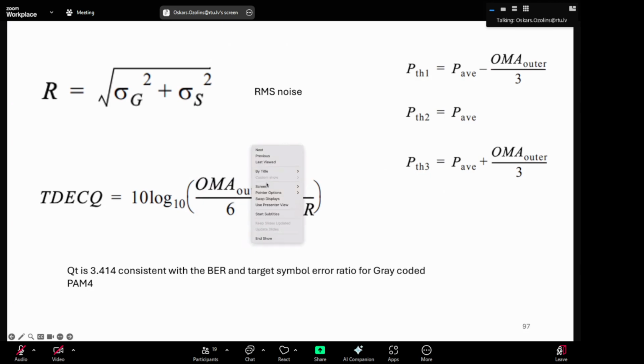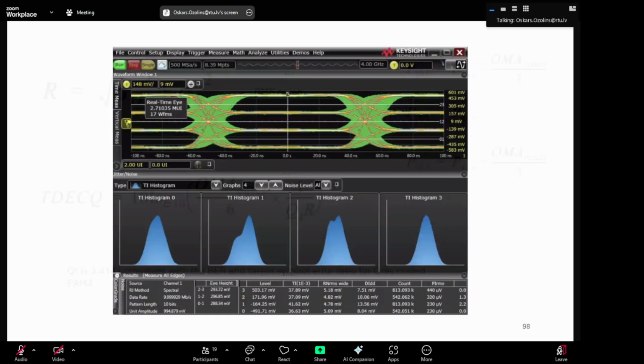So then you can estimate the bit rate or target symbol error ratio for a Gray coded PAM4 signal. Just an example of how you measure: you look at these four levels, and then you get the distribution. This is done at the sampling instant. So you get almost Gaussian, here a Gaussian, but here partly Gaussian signals.